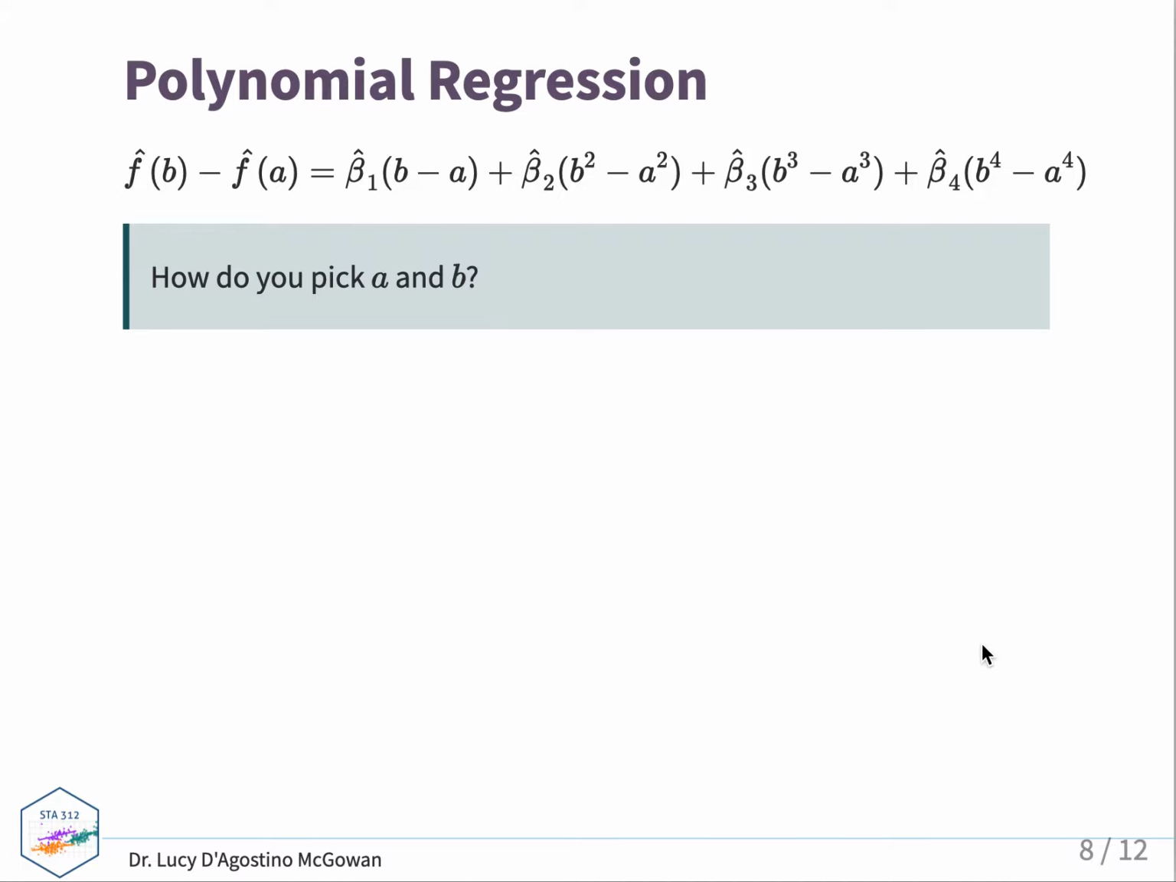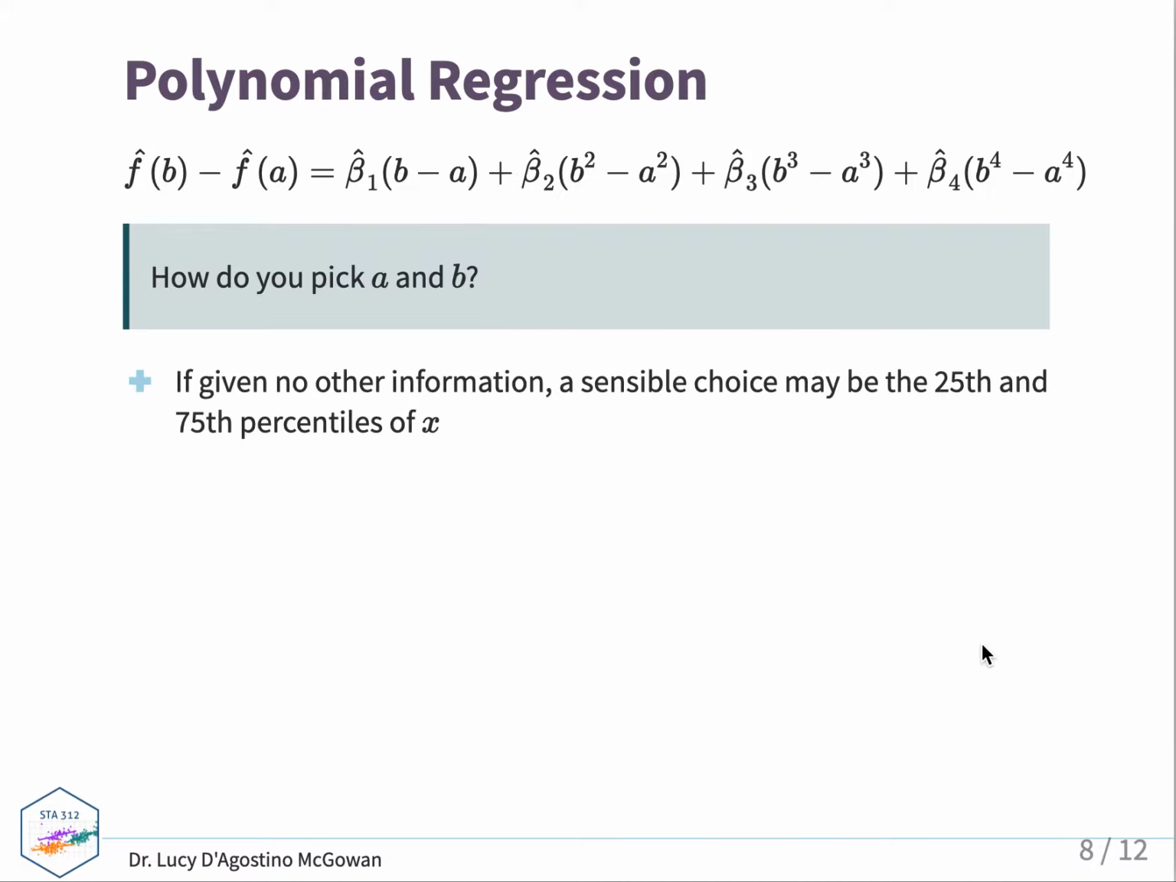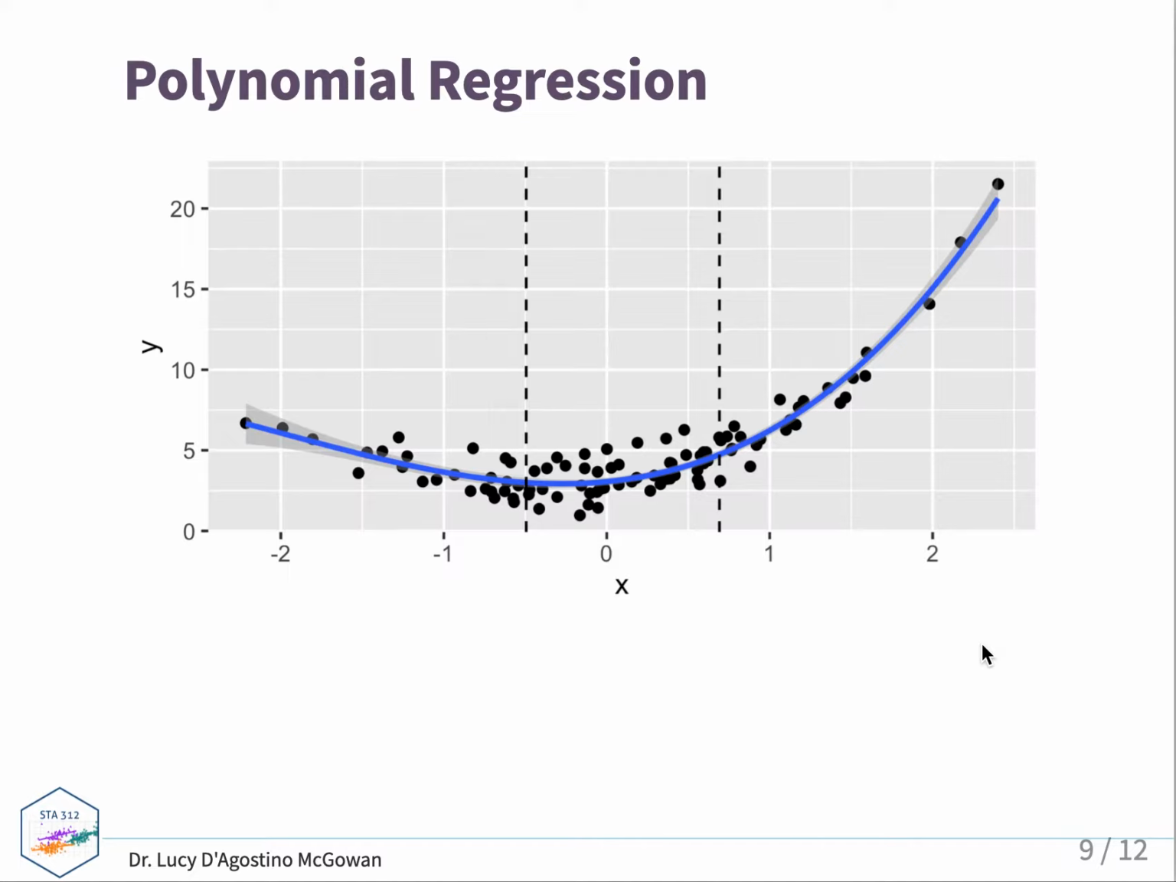So how do you actually pick a and b? Well, sometimes there's a sensible a and b that someone like a stakeholder might be interested in. But if there's no other information, a sensible choice might be the 25th and the 75th percentiles of x. So I've drawn that here on this graph. For example, if I were to plug those in, I'd be saying a change from the 25th percentile to the 75th percentile of this x variable yields whatever that slope ends up being, change in y.